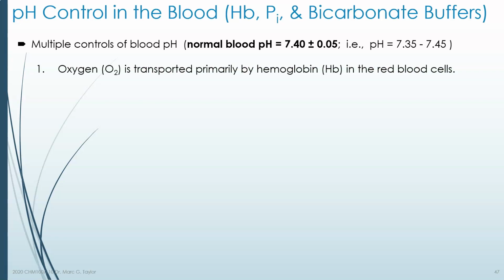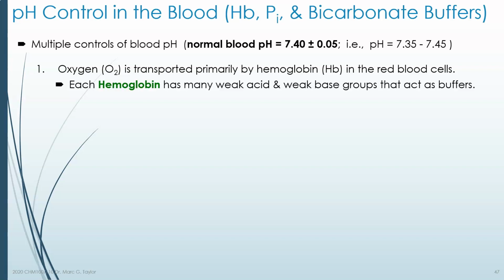So oxygen is transported by hemoglobin. That's not the buffer. The hemoglobin itself is the buffer. The hemoglobin has many weak acid and weak base groups on the protein itself. Protein has many different amino acids that have groups on them, side chains on them, that act as weak acids and weak bases. So hemoglobin is this multi-buffer that helps buffer the pH of the blood.